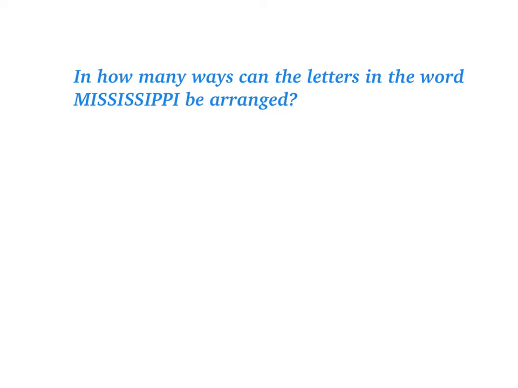Okay, here's another one where the stuff is repeated. How many ways can the letters in the word Mississippi be arranged? Well, looking at it real quick, there's 11 total letters. Now, there's repetition in there, and order does matter. So it's a permutation, but it's a special one where stuff repeats.